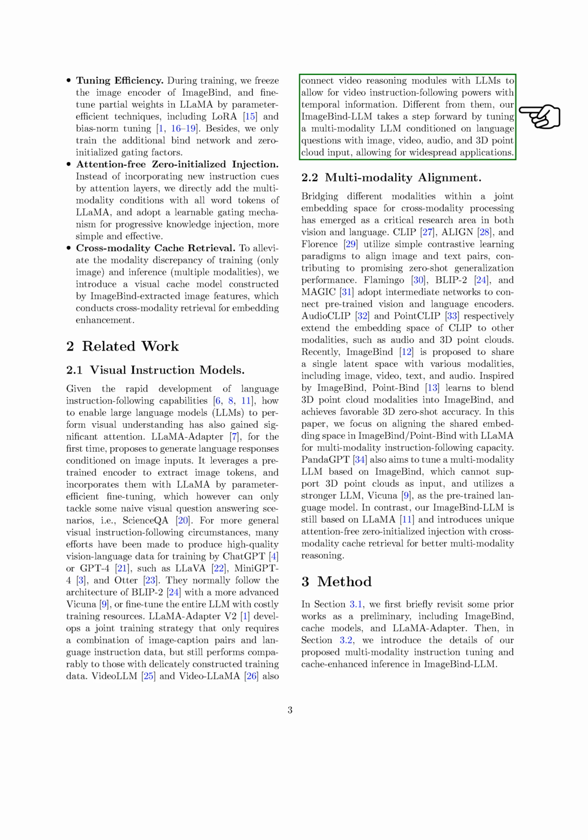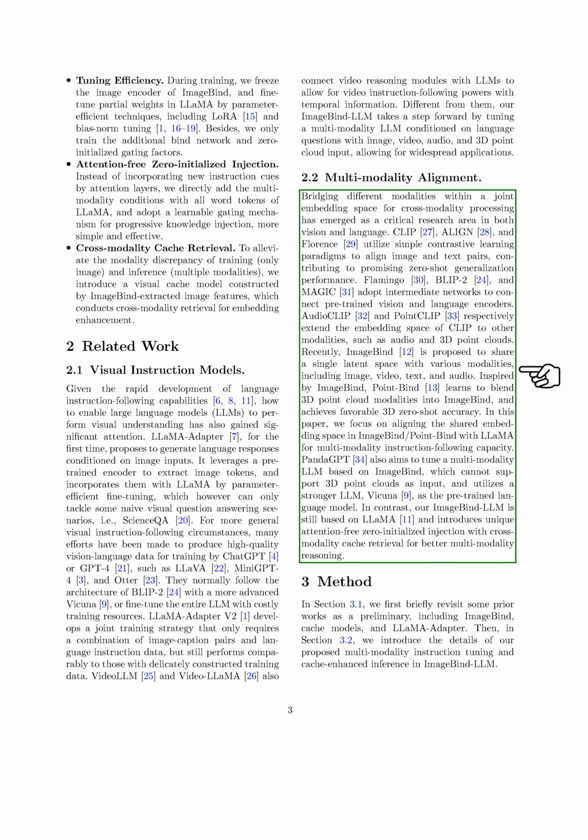Section 2.2 Multi-modality Alignment. In this section, we'll be discussing the alignment of multiple modalities, a key area of research in both vision and language. This involves creating a shared space for embedding different modalities for cross-modality processing. Some models, like CLIP, Align, and Florence, use simple contrastive learning to align image and text pairs, which has shown promising results in zero-shot generalization performance.